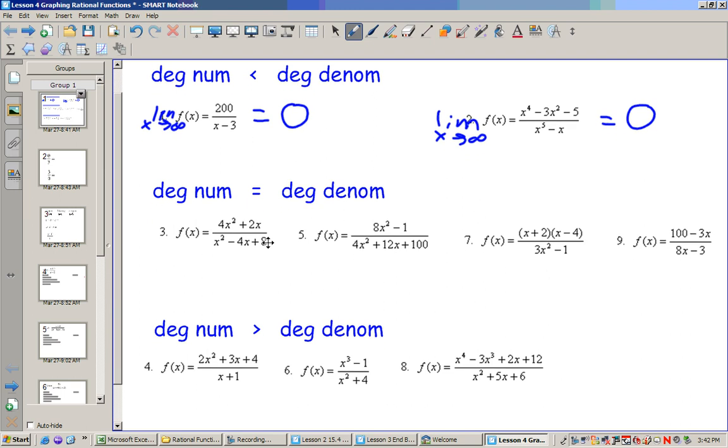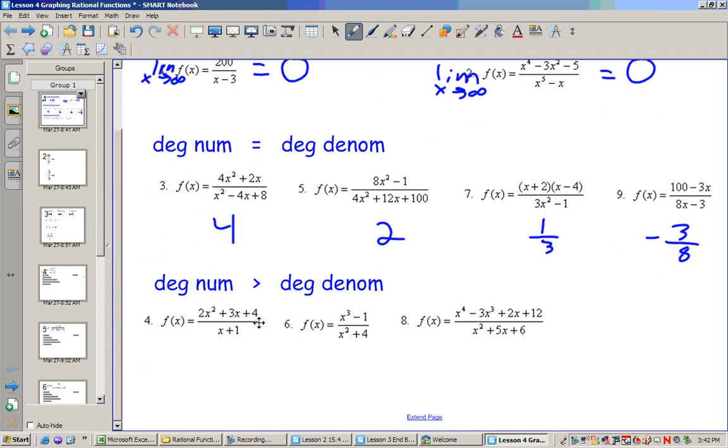Now here, the limits were 4, 2, 1/3, and negative 3/8. And down here, this one would go to positive and negative infinity. This one would also go to positive and negative infinity. And this one would just go to infinity. So if the degree of the numerator is bigger than the degree of the denominator, it'll go to some sort of infinity.